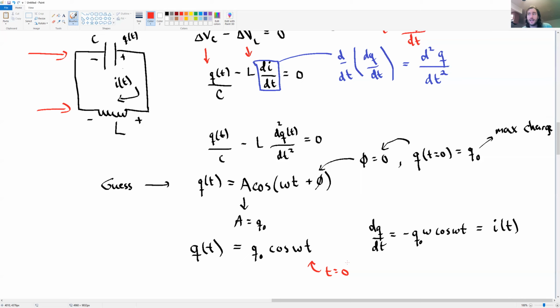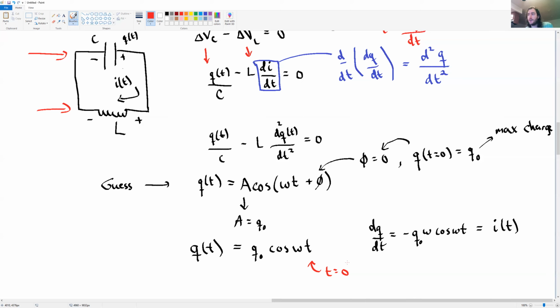We could take an initial condition that the charge on the capacitor is initially 0, but the magnetic field, or the current flowing in the inductor, is initially at a maximum value. That's another initial condition that we could take. You're free to make that your initial condition, and maybe there's a problem on the homework where that is the initial condition. That will slightly change things. That will end up shifting the cosine here to a sine.